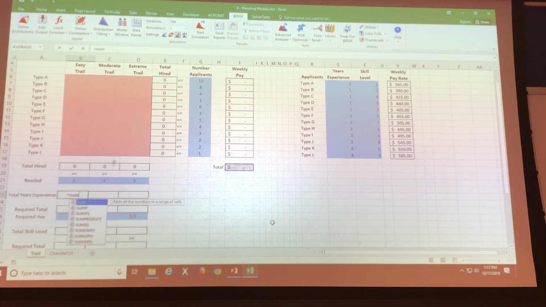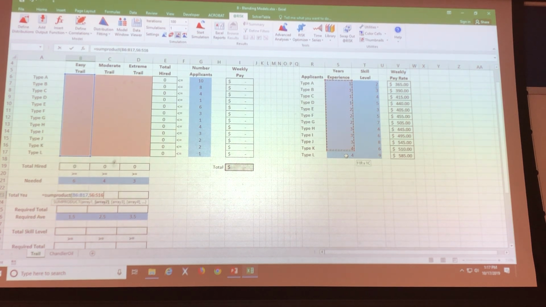So the sum product, obviously we don't know what it's going to end up telling us, but the sum, okay, I can't type. My hands are freezing in this room. We need to know what Excel tells us on the easy trail to hire. We need to know what the years of experience would be for those. And I'm going to press F4 on that one.